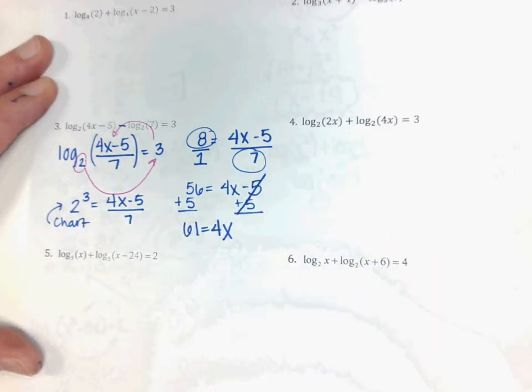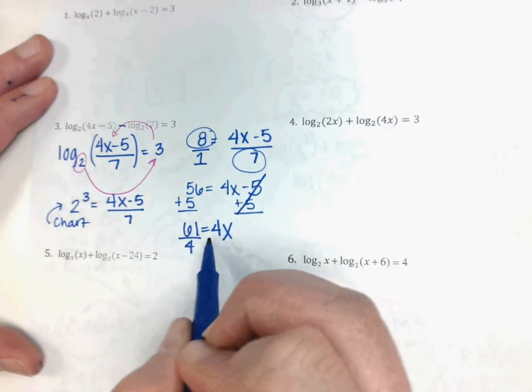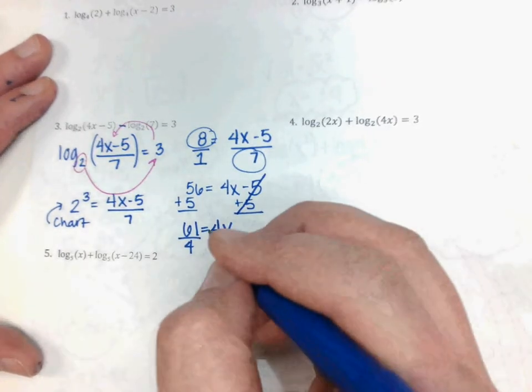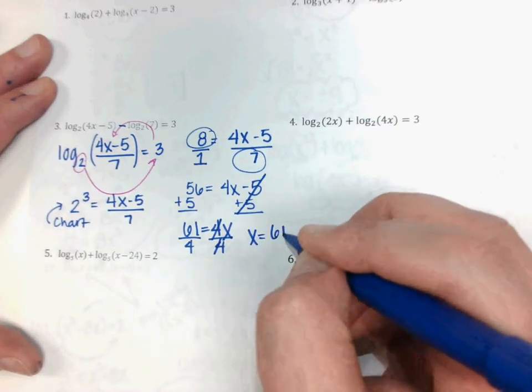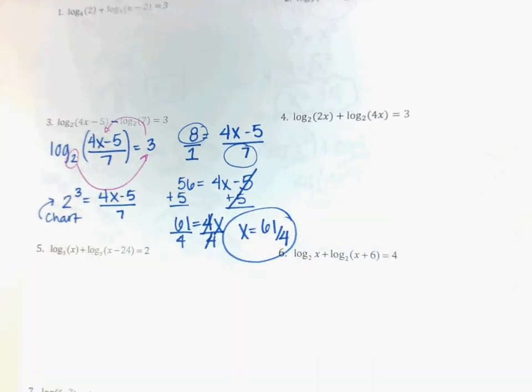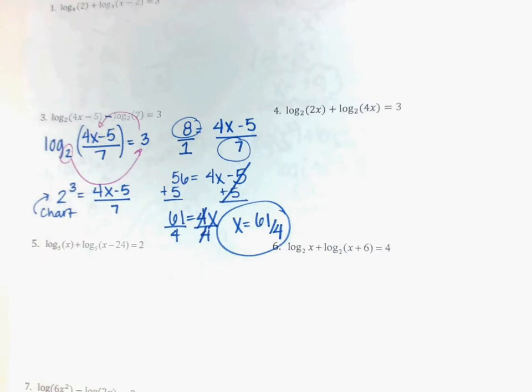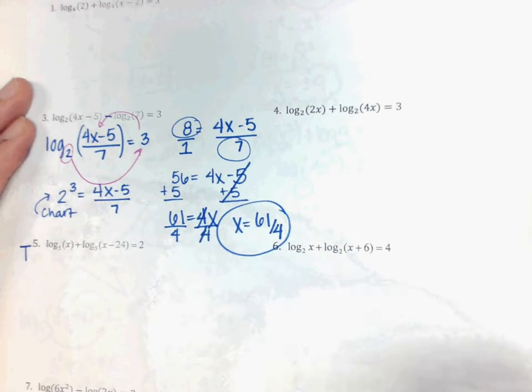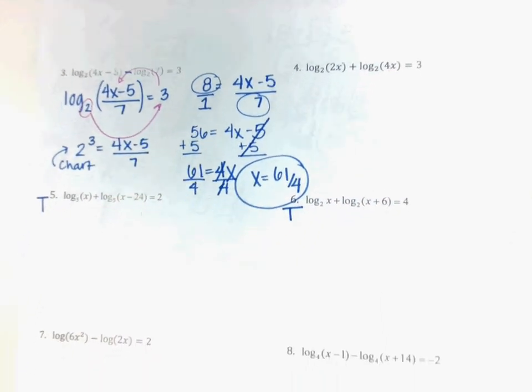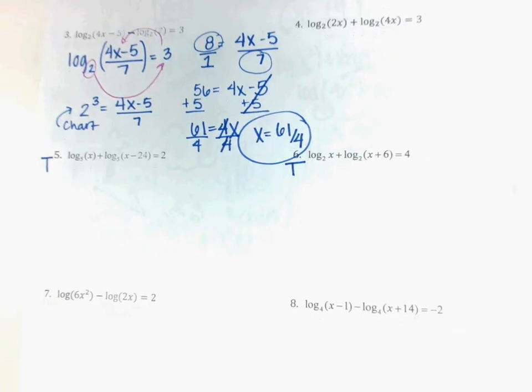What's your last step? Divide by 4. Will 61 divide evenly by 4? No, so just leave it. That's good enough. Now, if you want to divide it out in the calculator, that's fine, but you just don't have to. Okay? So, if it's a minus, you're dividing. If it's a plus, what are you doing? Multiplying. Okay? The two that you're going to end up doing T-chart on are 5 and 6. So if you want to put little T's on that just to remind you. Okay?